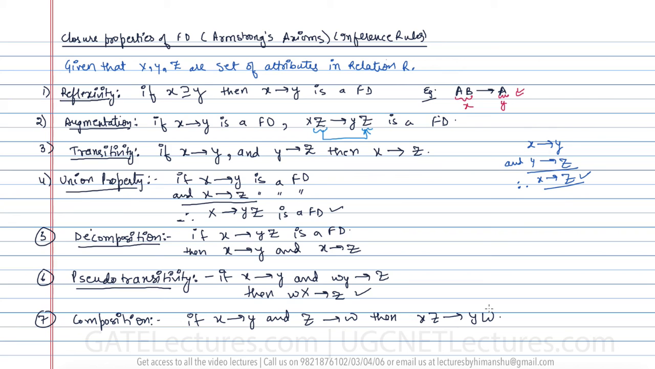These are the properties, and we are going to use them, first of all, to identify new functional dependencies for a given set of functional dependencies, and secondly, we are going to use these properties extensively to find the candidate keys in a relation.